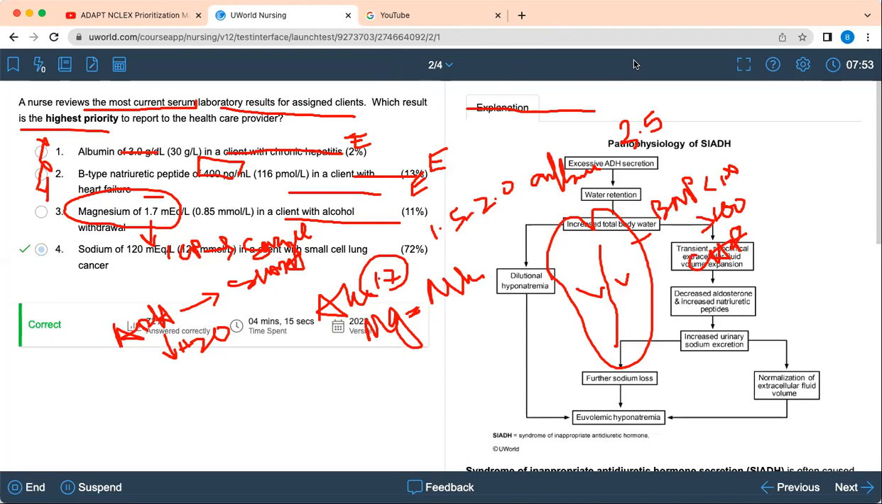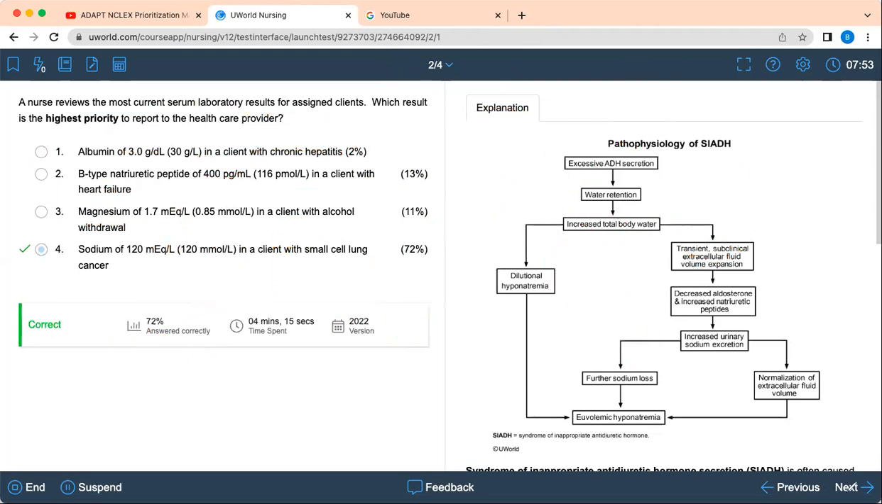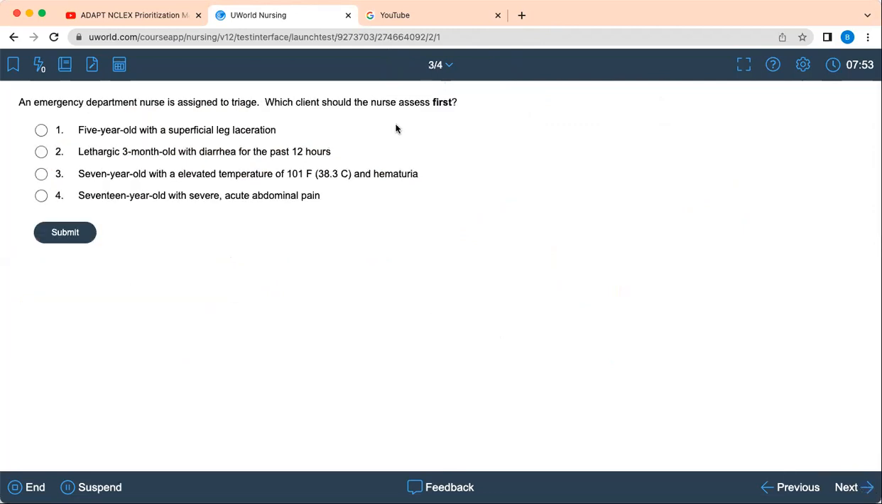We continue. Next question. The same thing. We have a priority question because of the word first. Which client should the nurse assess first? This is an emergency department. The nurse is assigned to triage this. So put yourself in that situation. You are an emergency nurse triaging 4 patients. Who do you assess first? You have to be shocked when you see these 4 patients. Not expected. Don't look for unexpected findings.